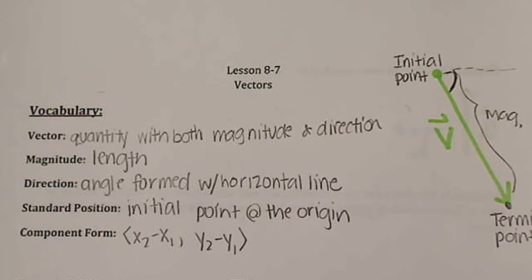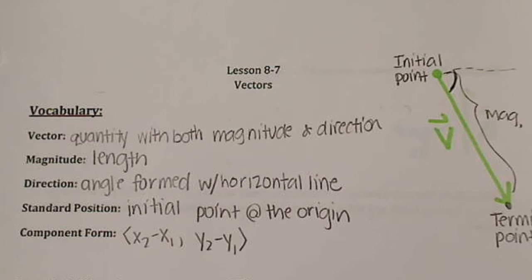And then there's a special way to write a vector, which is in component form. Basically you're looking at the rise and the run of your vector. You notice those are not parentheses, those are pointed. So that's what you need to use when writing a vector. All vectors have those greater than or less than looking parentheses.